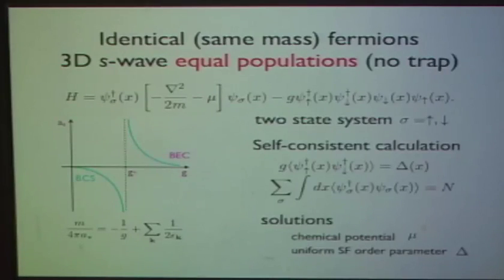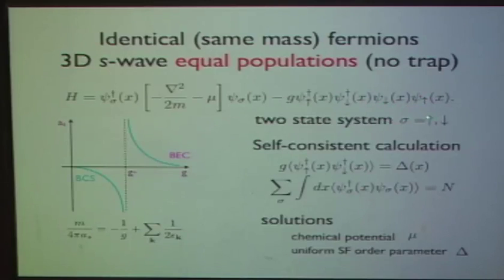So for the equal populations, for the S-wave superfluid in 3 dimensions in the homogeneous system, we can write the Hamiltonian density with the kinetic energy and the interaction energies. For the simplest case, we use just the parabolic dispersion for the single particle. And then the second term describes the interaction between the 2 different hyperfine states.